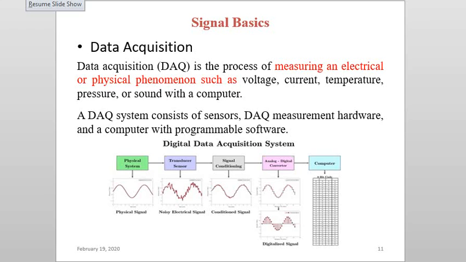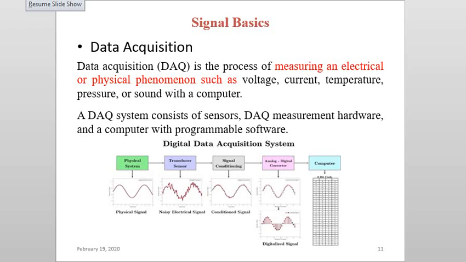In a digital data acquisition system, we have the physical system which generates the physical signal. Then we have the transducer or sensor, which produces an electrical signal. Next we have signal conditioning, which conditions the signal. And then we have the analog to digital converter. That means the analog signal will be converted into digital format. Those signals are all analog before this point. In this converter section the analog signal is converted into the digital format.